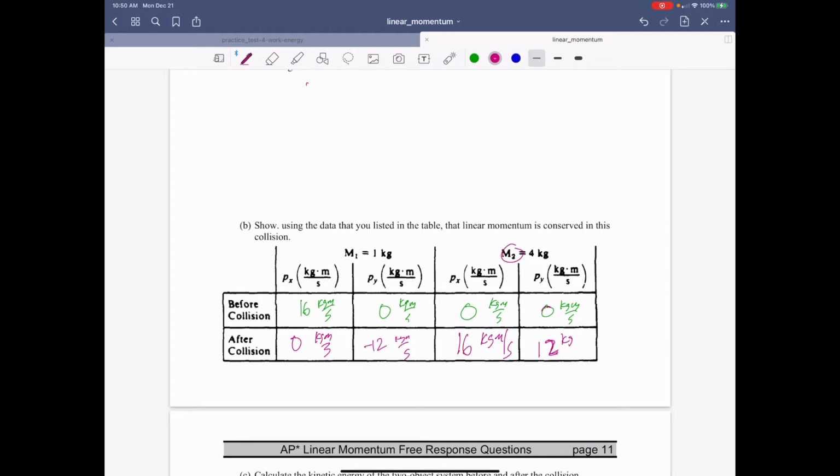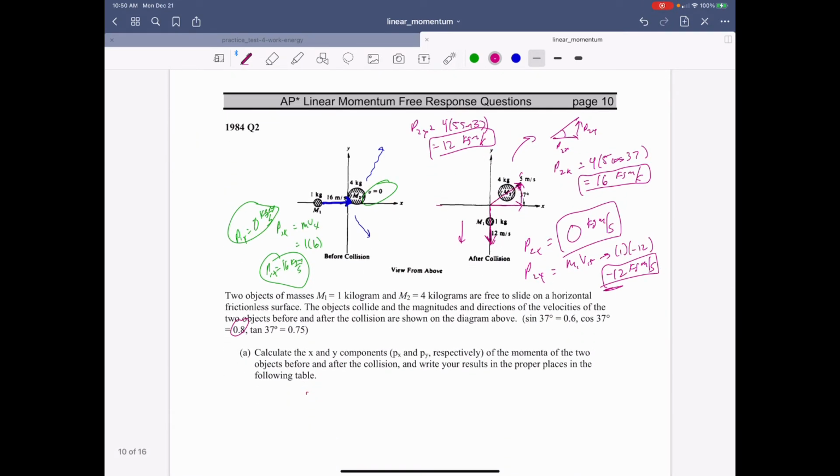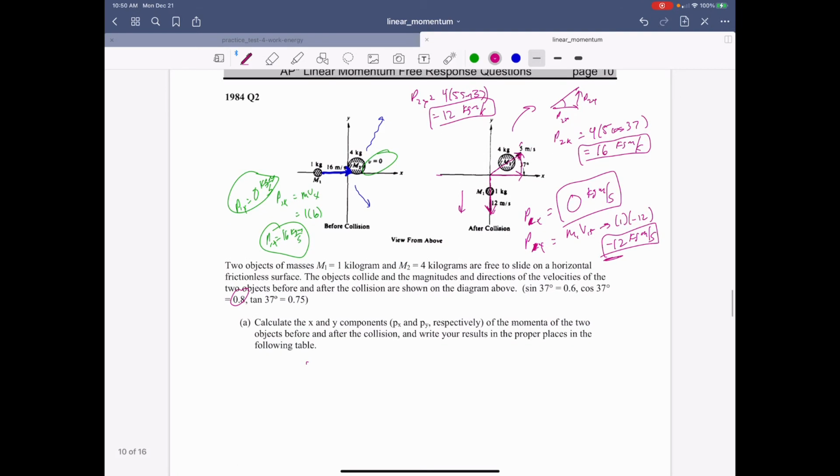The reason I made that error is because I should have been a little more careful when I labeled these things. This is actually 1. I was thinking of 2 to mean final, but that's what happens when you mess up your subscripts. All right.